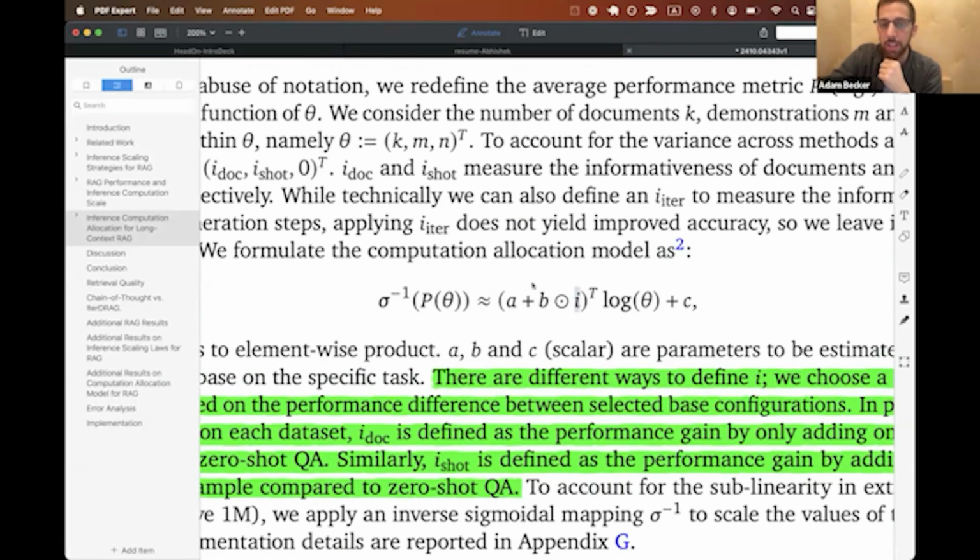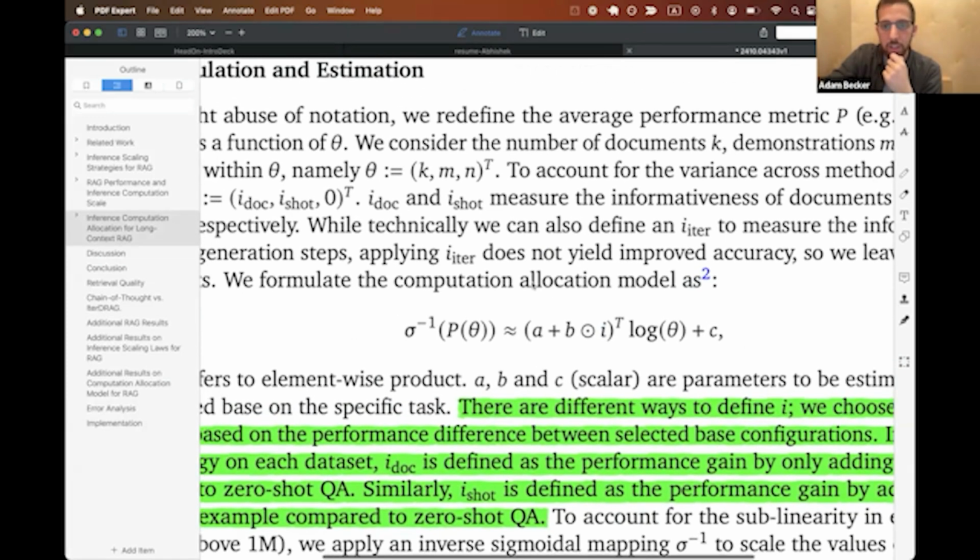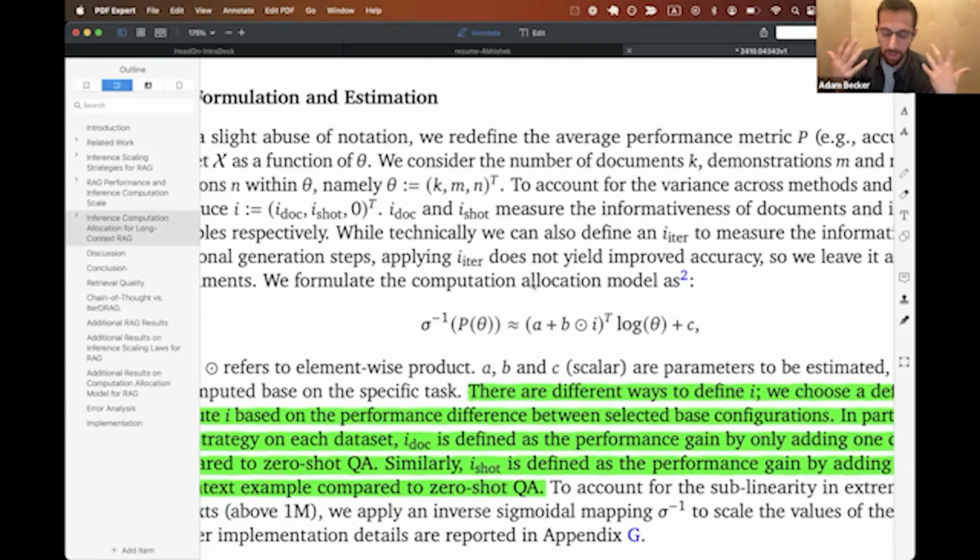I is pretty interesting here. We have to in some way account for the fact that there's a different informativeness level for each dataset, each task, right? It could be the case that for one task, you're just giving me really bad documents and they're not all that informative. And so going from, let's say, 0-shot to 1-shot is already quite valuable, or going from no documents retrieved to any documents retrieved is quite valuable.